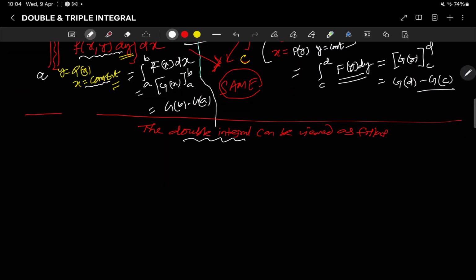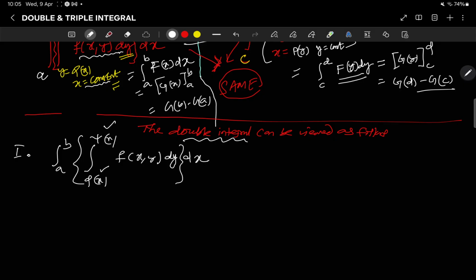Now the double integral can be viewed as follows. Suppose I write integral from a to b, with phi x to psi x, f of x y. Since this is the variable limit, the order of integration should be dy then dx, and I have already told you how to evaluate it. To evaluate it, you first evaluate the inner integral, keeping the opposite variable, here x, equal to constant.